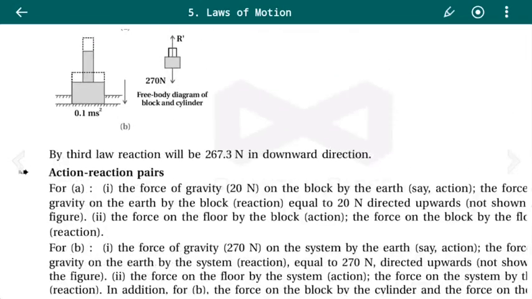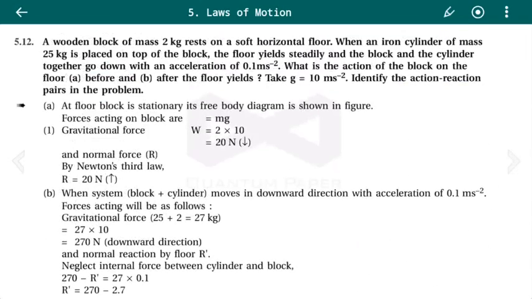action-reaction pair. So students, you may copy down this numerical.